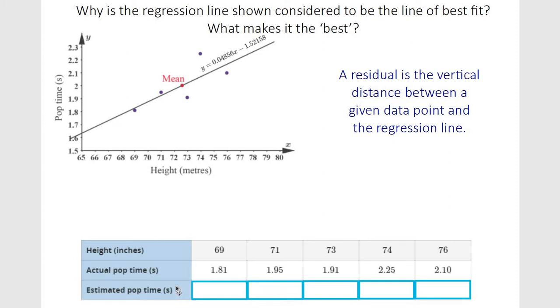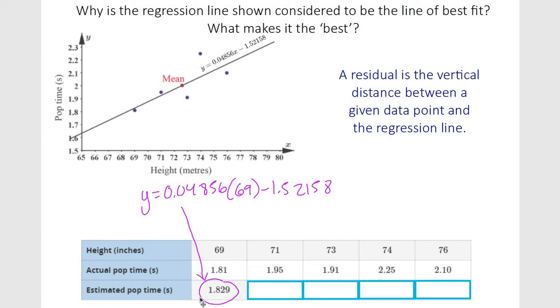So first we have to get the estimated times, the approximate values using the line. We plug in our height, so put 69 in here. Let me show you. We get y equals 0.04856 times 69 minus 1.52158, and that is going to be this number, which is 1.829. And then we do it again for each one of these numbers.